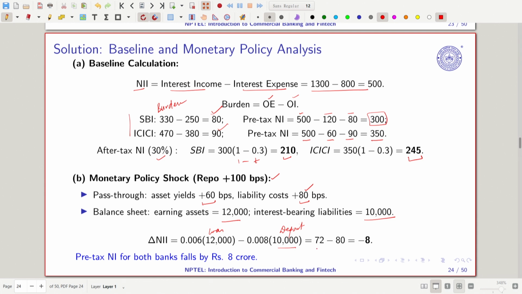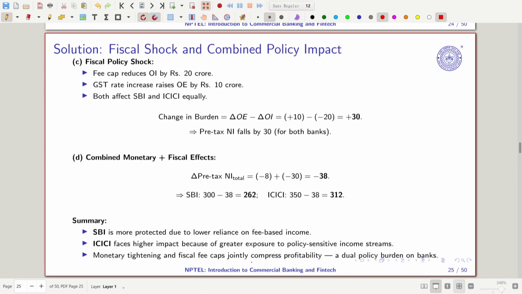So 72 minus 80 is nothing but minus 8. So this is what we have. Pre-tax income for both banks falls by 8 crore. Let's have the second scenario.